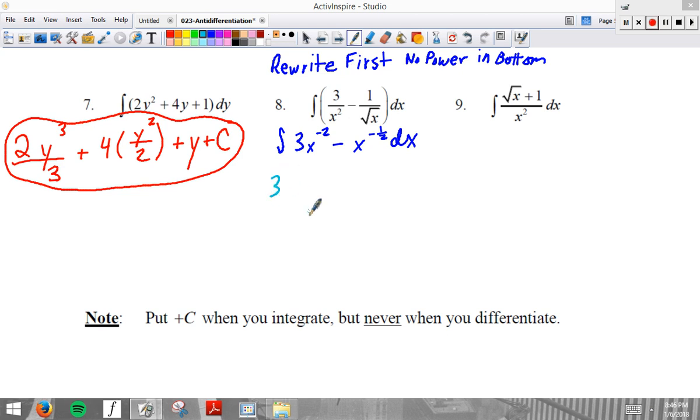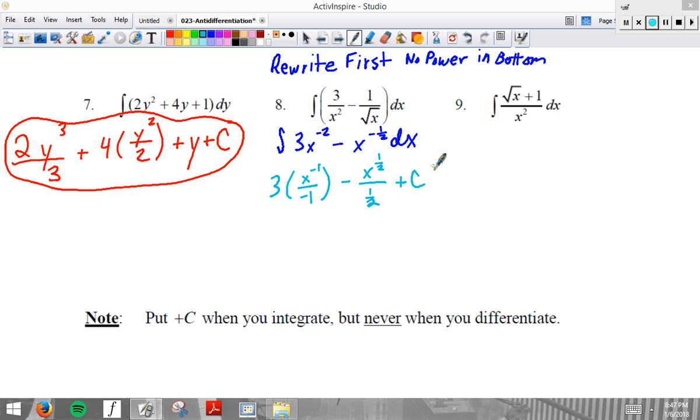3 x to the negative 1 divided by negative 1, minus x to the positive 1/2, negative 1/2 plus 1, negative 2 plus 1, divided by 1/2, plus c.